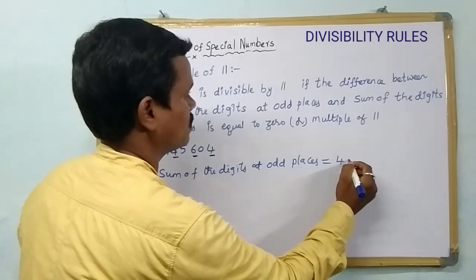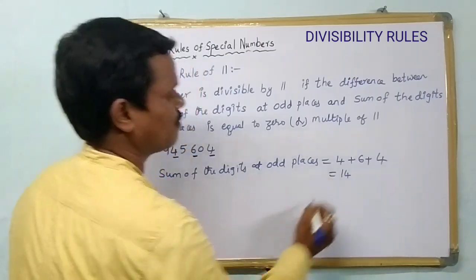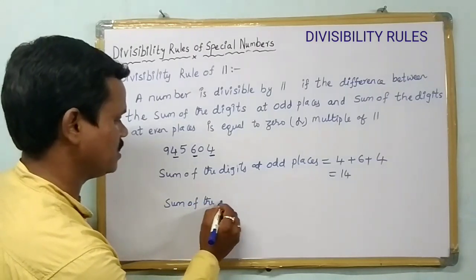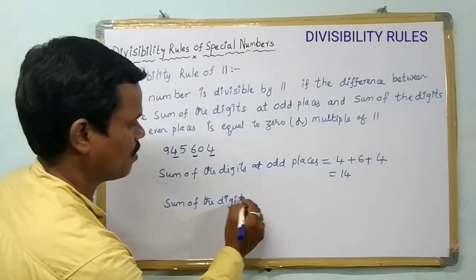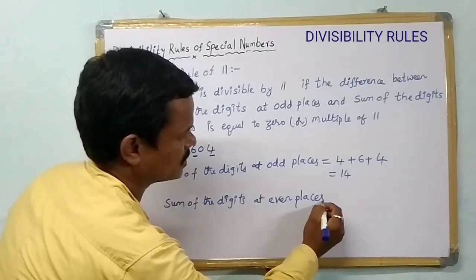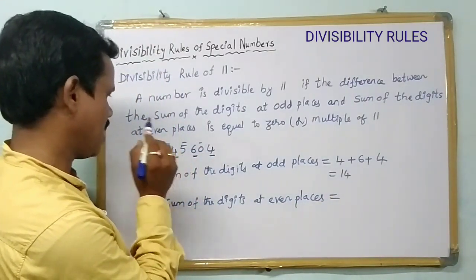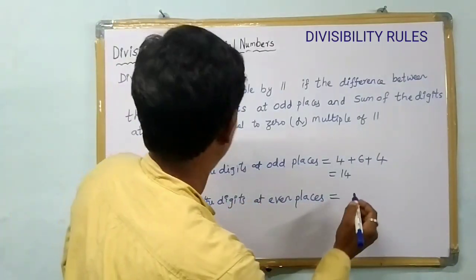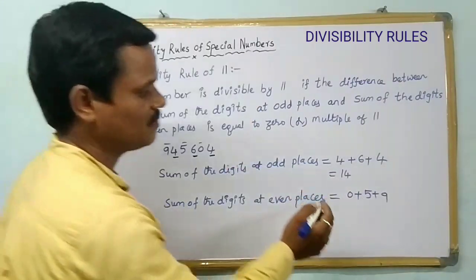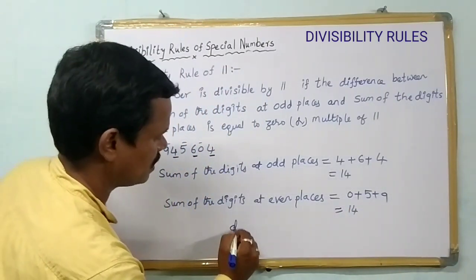4 plus 6 plus 4. The sum is 14. Now the sum of the digits at even places. The even place digits are 0, 5, 9. 0 plus 5 plus 9, the sum is 14. Now I am taking the difference.